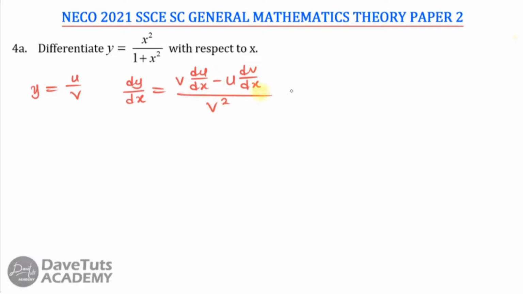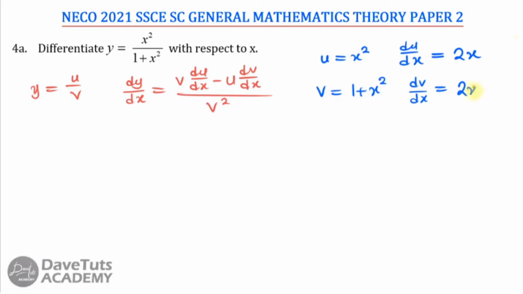Now, in this particular case, since y is u over v, that means our u is s squared, and du dx, the differentiation of u with respect to s, will be 2x as standard differentiation. Then v we are taking as 1 plus s squared, and dv dx: differentiation of a constant is 0, so differentiation of 1 is 0. Differentiation of s squared is also 2x.